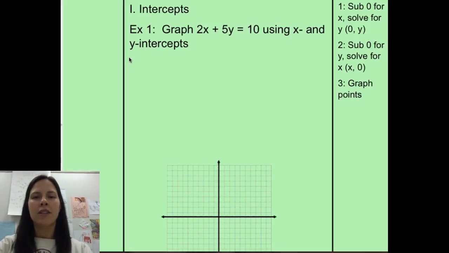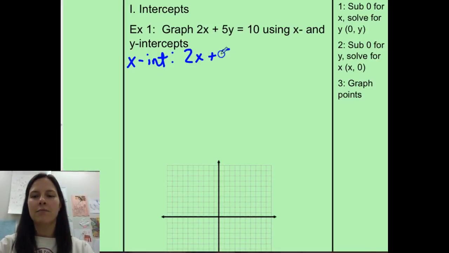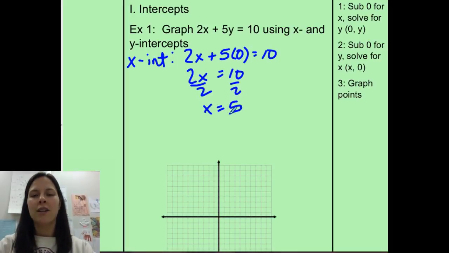In order to graph this, we're going to solve for the x and y intercepts. To find the x-intercept, we substitute 0 for y and solve for x. 5 times 0 is 0, so we get 2x equals 10. And when we divide both sides by 2, we get x equals 5. Write your x-intercept as an ordered pair. We have an x value of 5 when we substituted 0 for y.